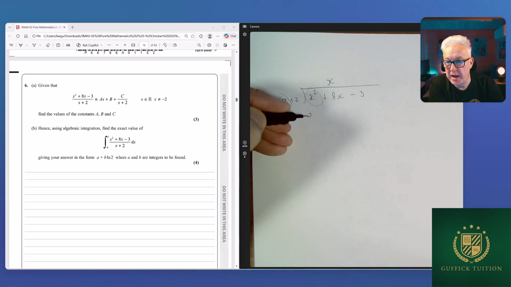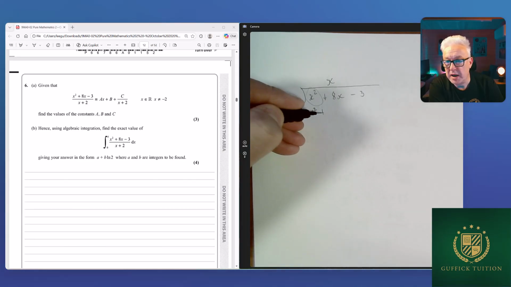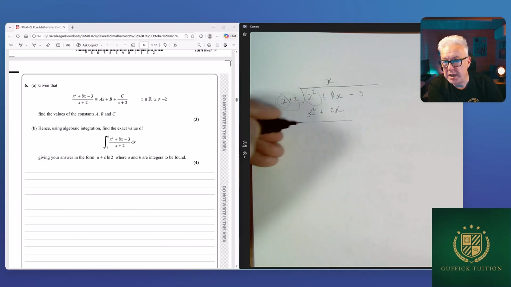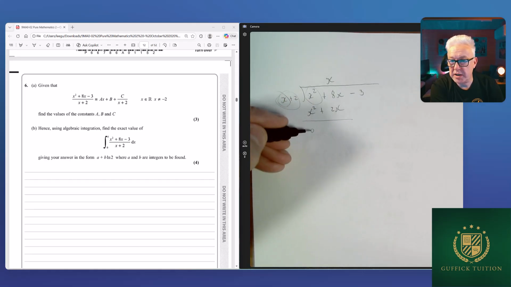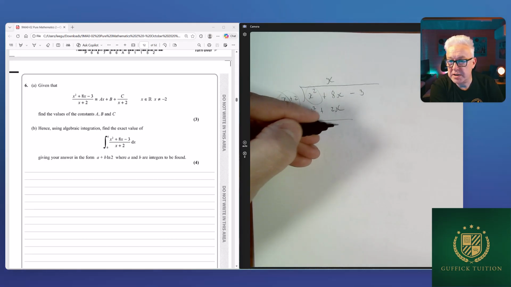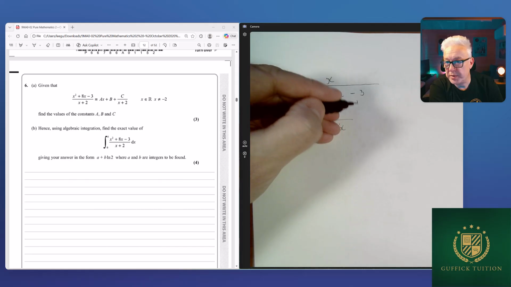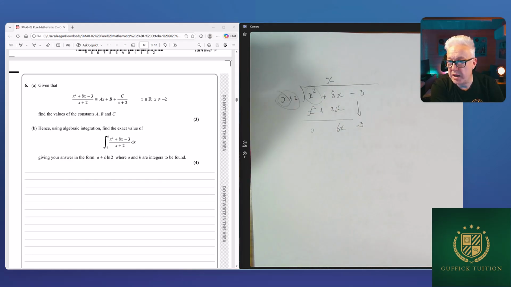So you write x up there, and then you times this whole thing by x, which is going to give me x squared add 2x. You then subtract these. X squared take away x squared is nothing. 8 take away 2 is going to be 6x. Drop down that minus 3, and then we repeat the process.